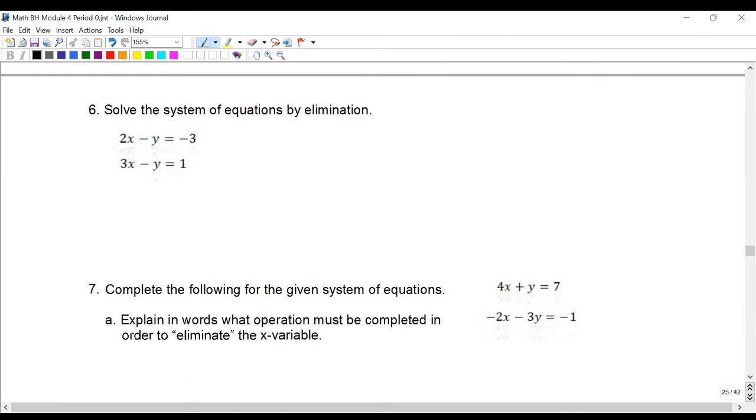Number 6, same idea. We notice they're lined up. We can start to see that if we add these, things won't eliminate or cancel. We notice the y's. So one of the ways to identify they're ready to be canceled is that they have matching coefficients. We want opposite coefficients. So we're going to adjust the top one by multiplying by a -1.